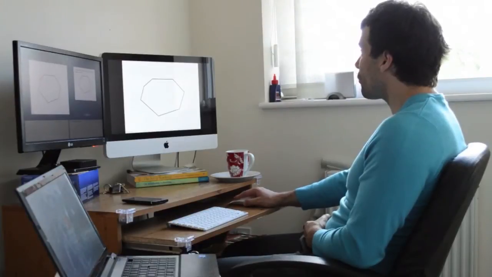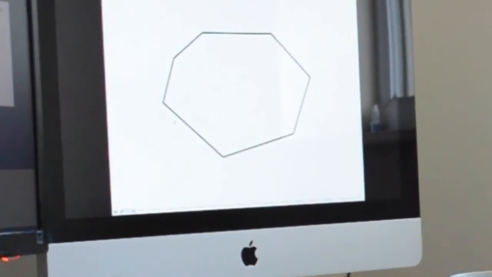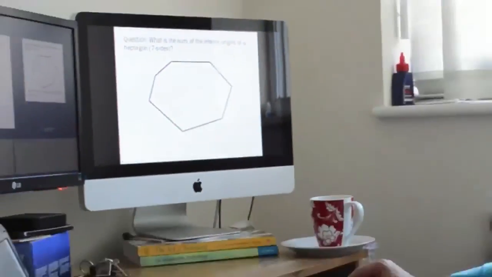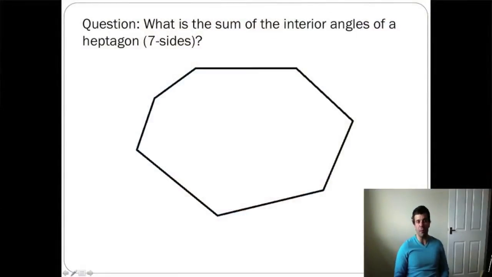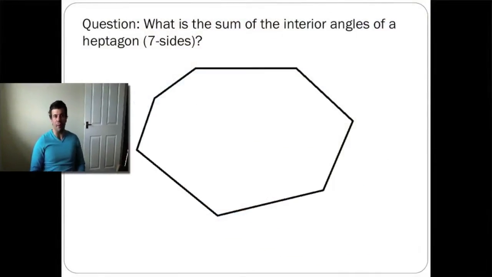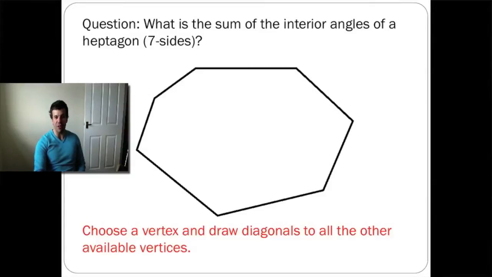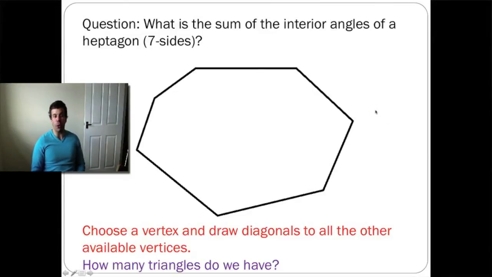1, 2, 3, 4, 5, 6, 7 sides. The exam question that you may be asked is work out the sum of the interior angles of a heptagon, a 7-sided shape. Again, we will choose our vertex and draw diagonals to all the other available vertices. And then we're going to count how many triangles we've got. If you could make a quick sketch of this heptagon, pick a corner, any corner you like.